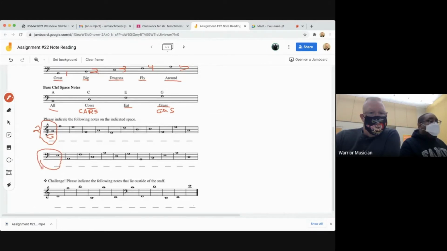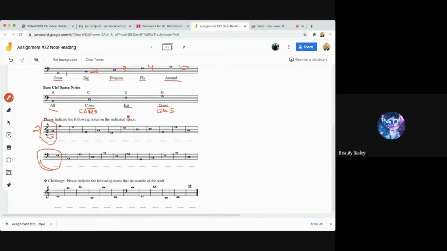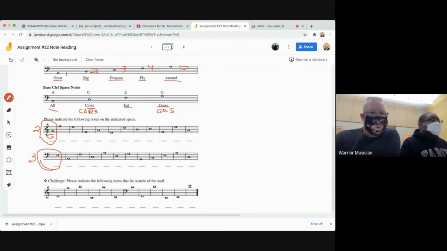So who can tell me, on the next line here that Mr. Maschmeier is circling now, what space number is that in, since it obviously is not on a line? 1, 2, 3, or 4? 3. Very good. So for the bass clef, not the treble clef, we're using the bass clef now. Who can tell me what letter goes in space 3 for the bass clef? C? Nope. C is number 2. E is correct. Now, if it were a treble clef, then yes, the answer would be C, but it's not a treble clef. Very important that you check the clef and know exactly where you're pulling your answers from.